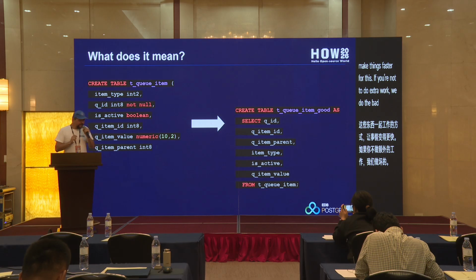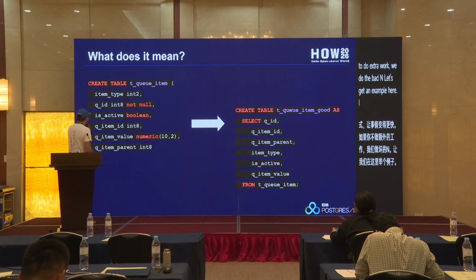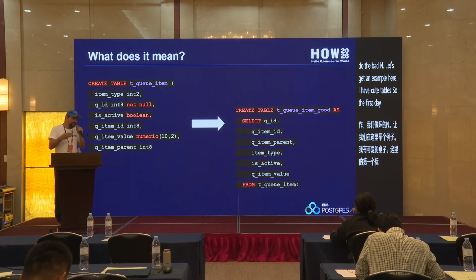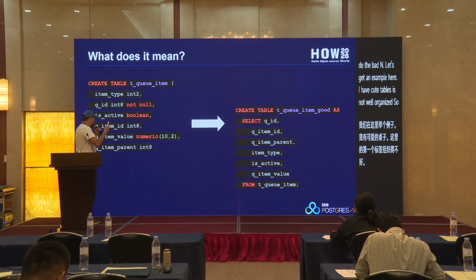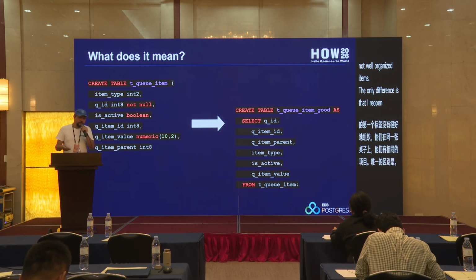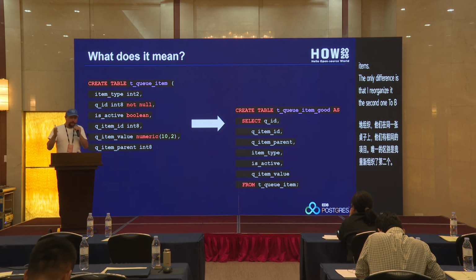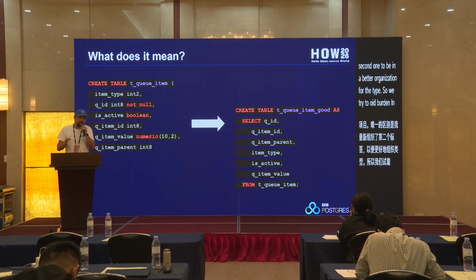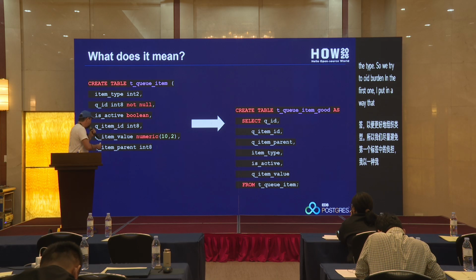And let's get an example here. I have 2 tables. The first table here is not well organized. They are the same table. They have the same items. The only difference is that I reorganized the second one to be in a better organization for the type. So we try to avoid padding. And the first one, I put in a way that we can have the most padding possible for this example here.